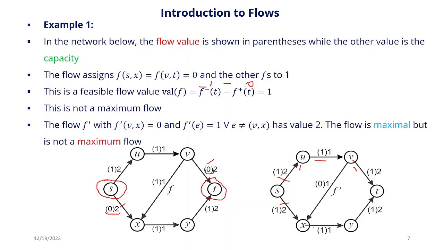This 1 comes to X, goes to Y, and we have 1 here. So 1 plus 1 is equal to 2. 2 comes out of the source, and 2 goes into the sink. So we say this flow is maximal, but at the same time we cannot call it the maximum flow. So the process of determining the maximum flow is something we want to learn about in this class today.